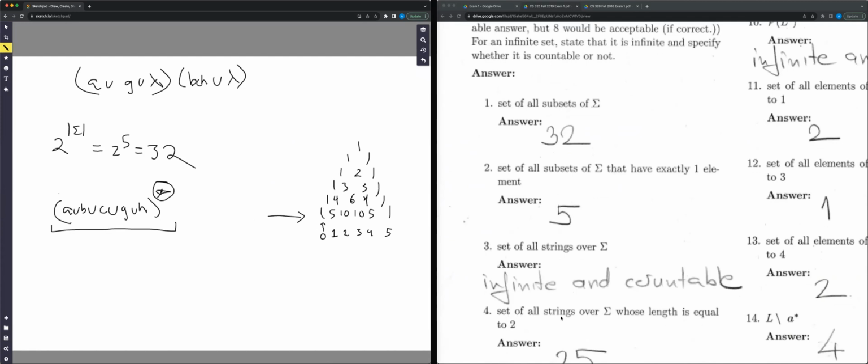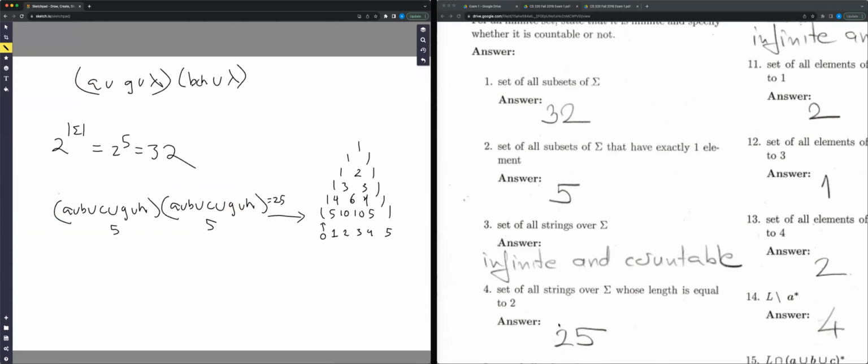Here it says set of all strings over sigma whose length is equal to 2. That means, if we're looking at this regular expression here, we have 5 options for the first character and 5 options for the second character. So therefore this is equal to 25. So 25 is the answer.